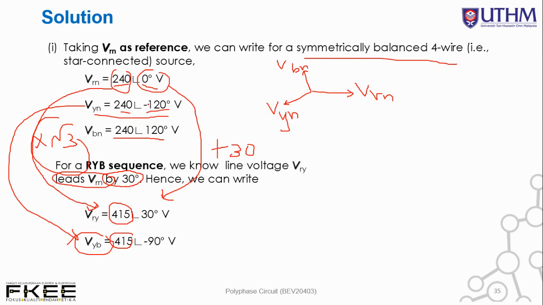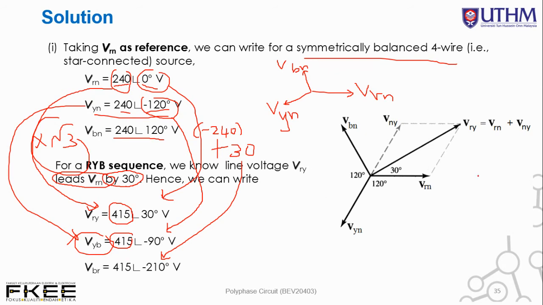Similarly for VYB, we have 415 after we multiply by square root 3. Here we add 30 degrees, so we still get minus 90. And similarly for the third one, this is minus 240, so 240 plus 30, you will get minus 210. So this is how it looks like.